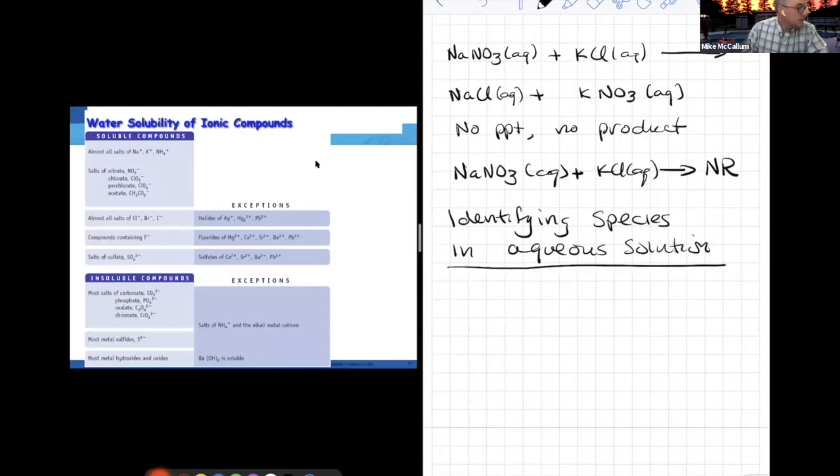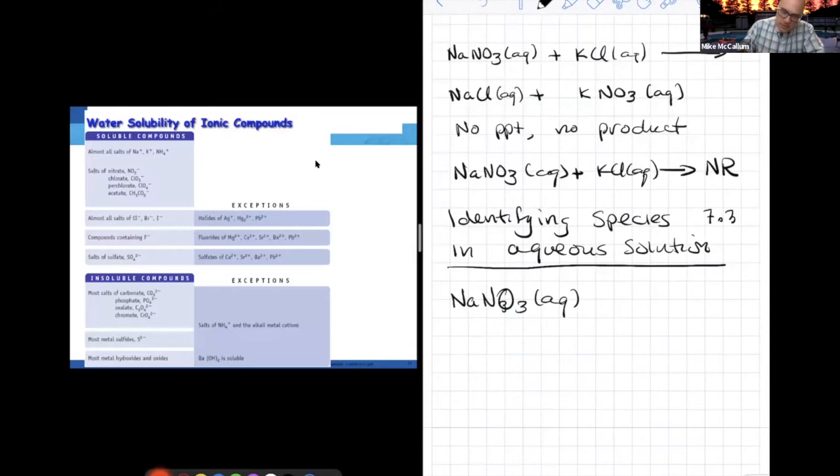Identifying species in aqueous solution. This is really section 7.3 in your book. Okay. Well, let's take one of our soluble compounds like sodium nitrate. When we write NaNO3(aq), what does this mean?